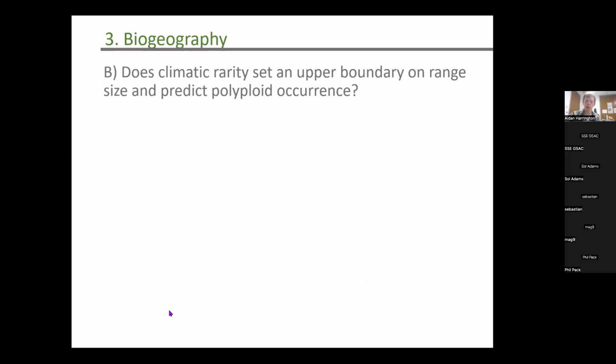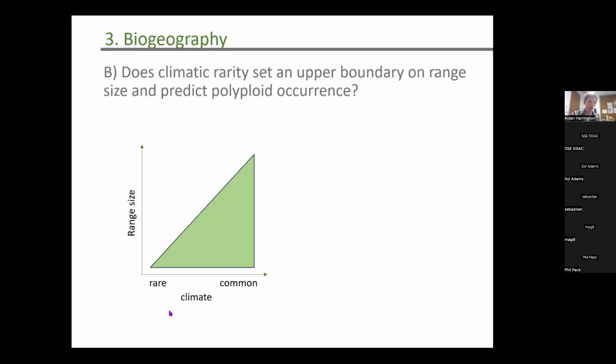So how do we conceptualize what this would look like for Clarkia in this scenario? If we're looking at rare to common climates on the x-axis here, some measure of how common a climate is, we would expect that there would be this boundary effect on range size, where range size couldn't be very large in rare climates, but range size could be both small and large when climates are more common, or when a set of climates is more common. And then in addition, we also expect that as climates become more common, we'll see an increase in this polyploid fraction.